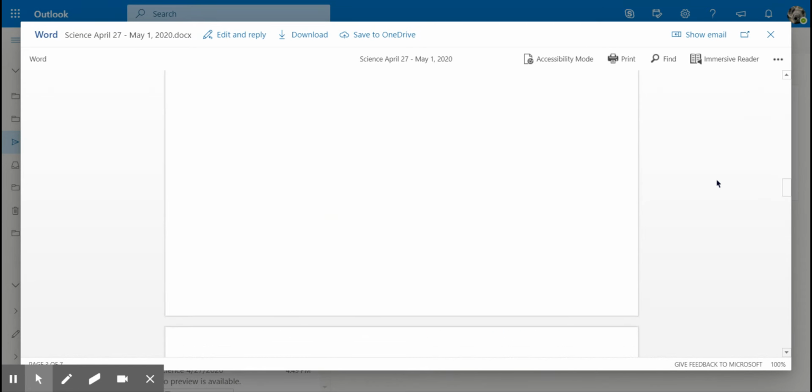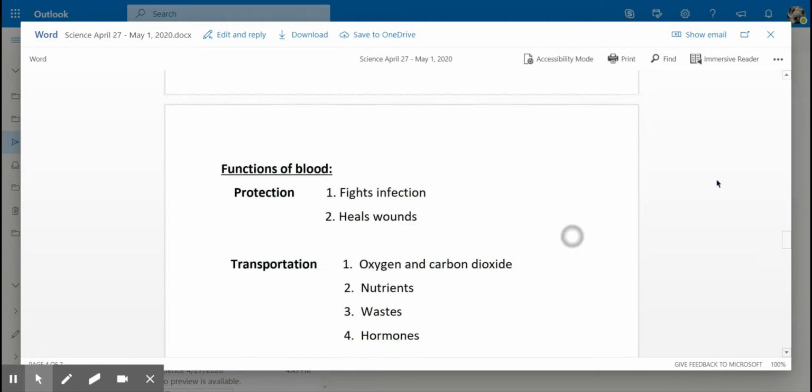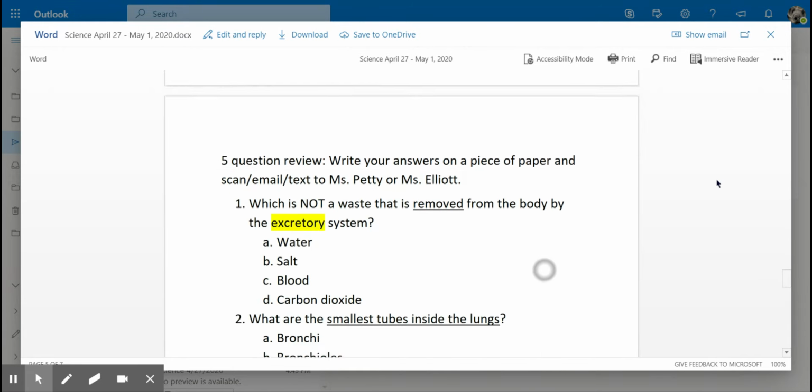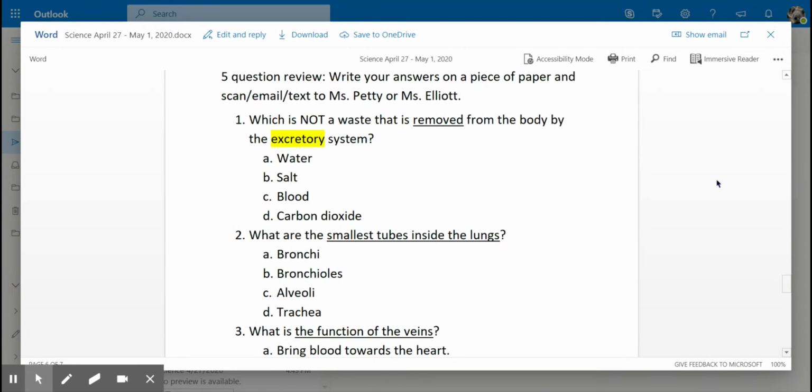So let's go back to our question. Question number 2. Which are the smallest tubes inside the lung? That's right, bronchioles. Excellent. Number 2, the answer is B.